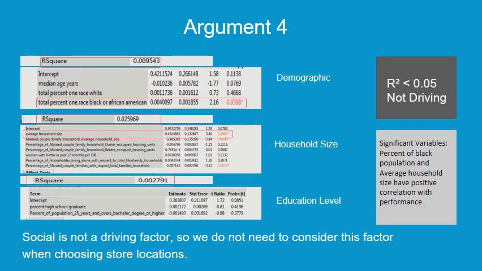However, for all three parts, the R-square is lower than 5%, so we can state that social is not a driving factor. However, there are also some significant variables, which are the percent of black population and the average household size. And these two variables have a positive correlation with performance.